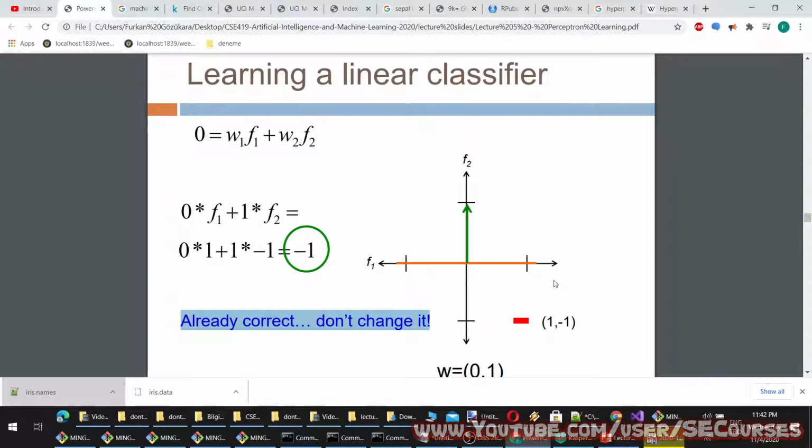Weights are used in, let's say, perceptron algorithm. Okay. Different algorithms use different types of classification. In perceptron algorithm, weights are used. Okay.